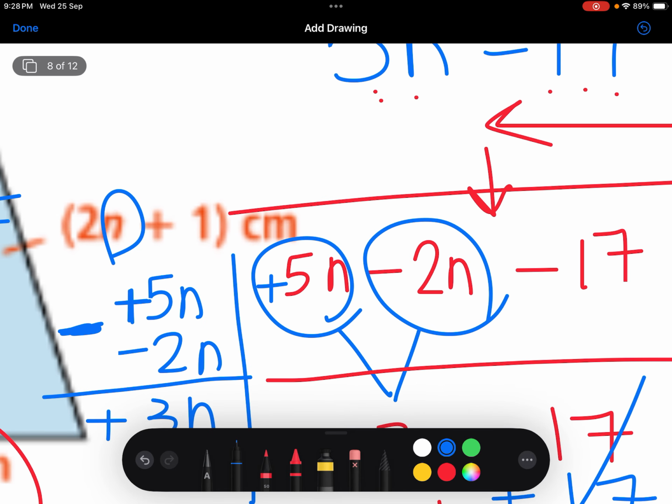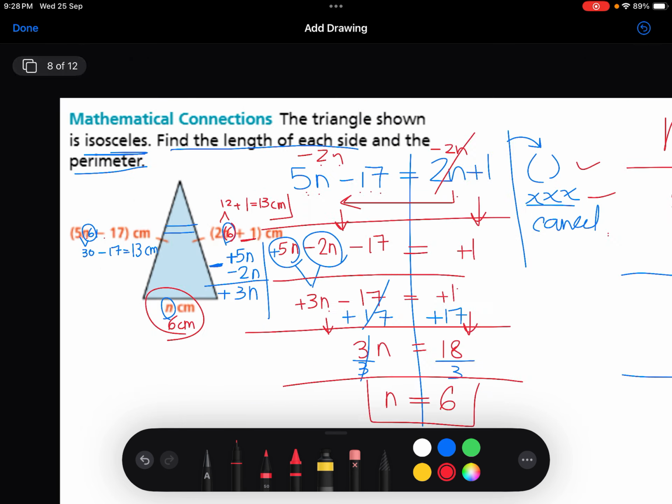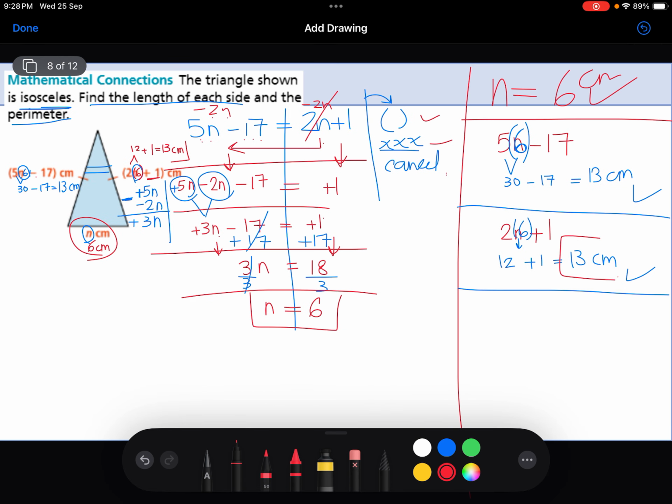So again, what did we do? Instead of n, we put 6. 2 times 6 is 12 plus the 1. It equals 13 centimeter, which makes sense. Okay, I found all the sides. Alhamdulillah. So I finished the first task.